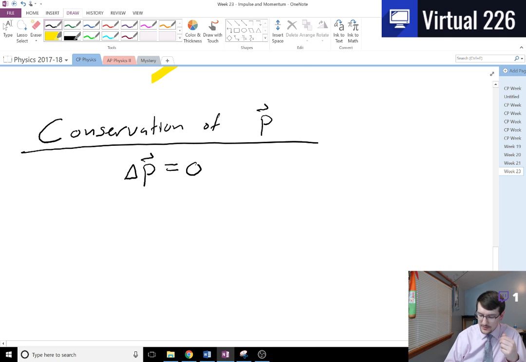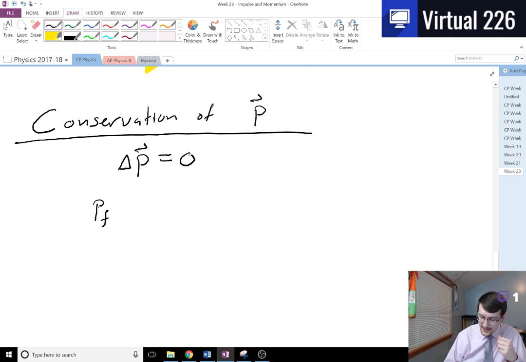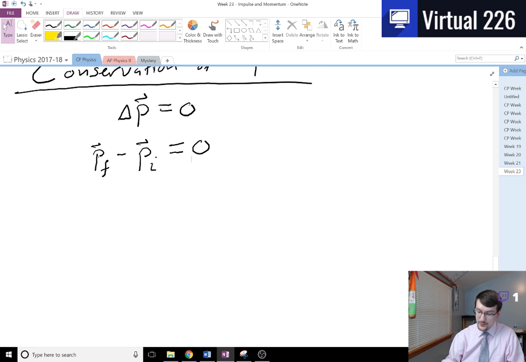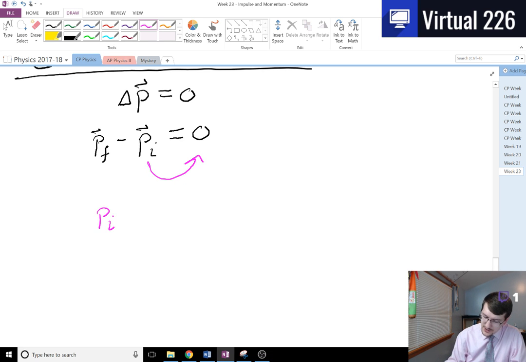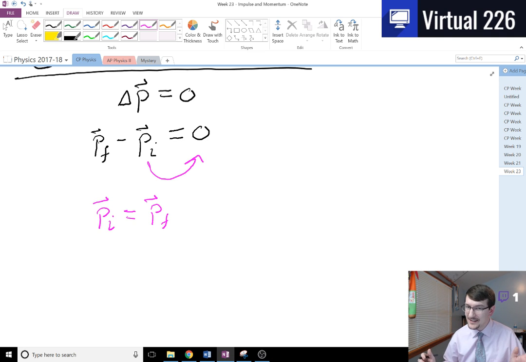And what this means is that the final momentum minus the initial momentum, because remember, delta always means final minus initial, equals zero. If I swing the initial to the other side, this means that the initial momentum has to equal the final momentum, which, if it's conserved and we're not losing anything, of course it has to. You knew that. So this is an important thing for us to recognize.